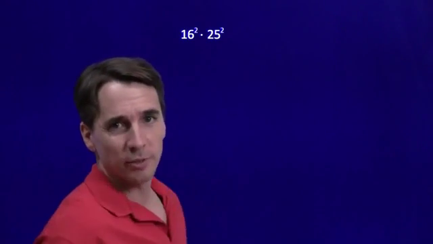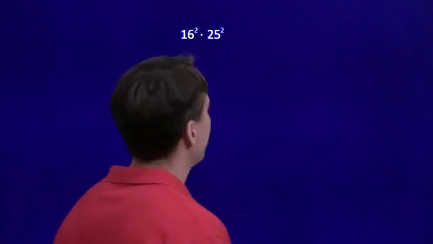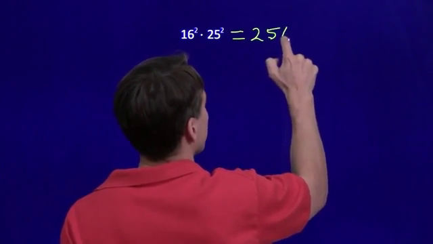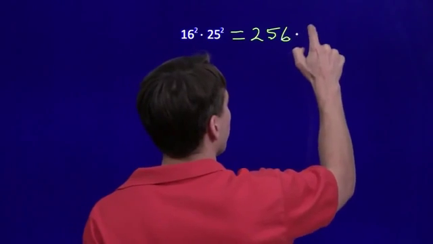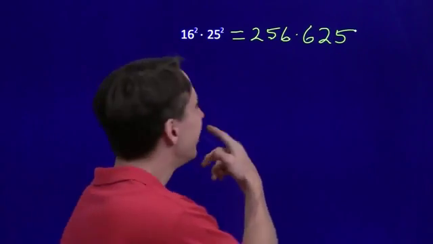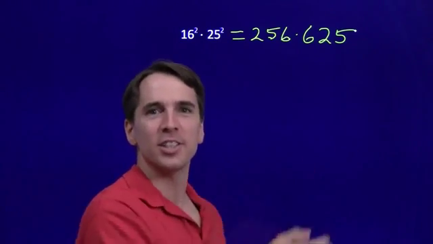16 squared times 25 squared. Piece of cake. 16 squared, that's 256. 25 squared, 25 times 25, that's 625. Hey, check that out. These two numbers have the same digits, just in a different order.